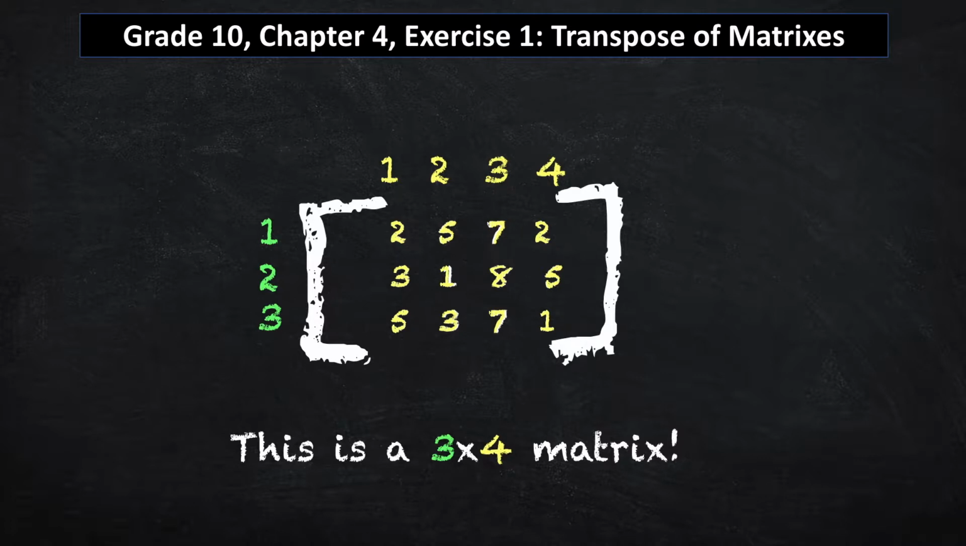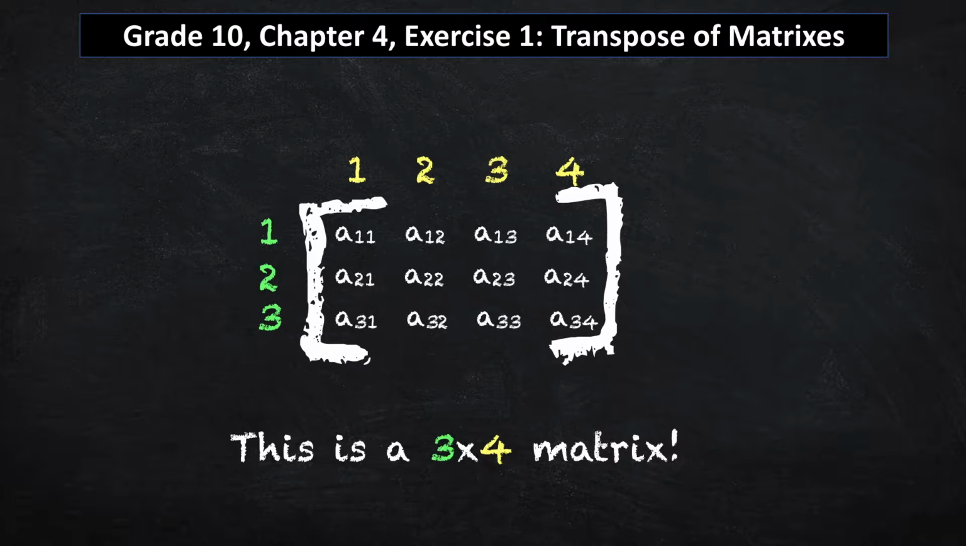We can generalize how a matrix is written in this way, where you can see that A is a general number and the subscript with the numbers, for example 1, 1 or 1, 2, refers to first the number of the row and second the number of the column. This is still a 3 by 4 matrix.